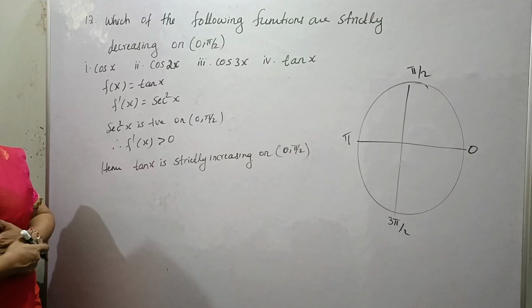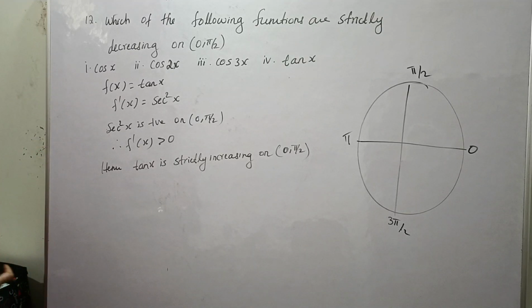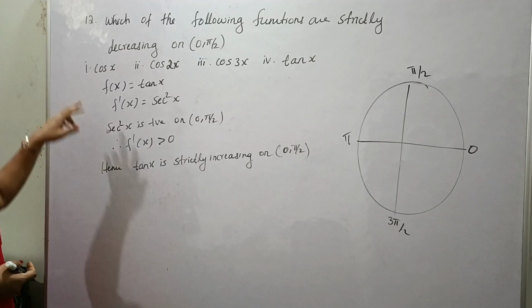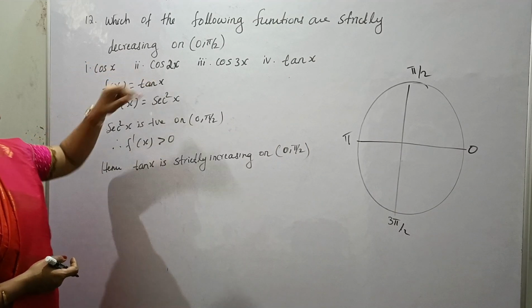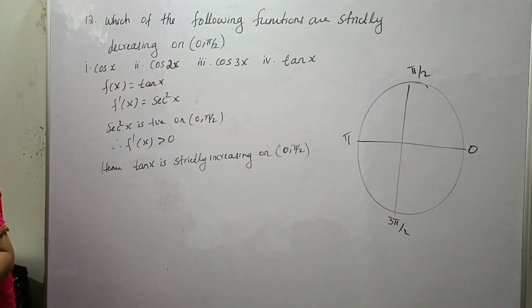So here, see, what was the question? Which of the following functions are strictly decreasing on 0 to pi by 2? So only two functions, right? cos x and cos 2x are strictly decreasing on the interval 0 to pi by 2.